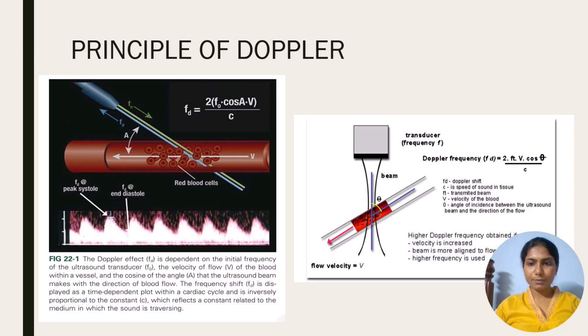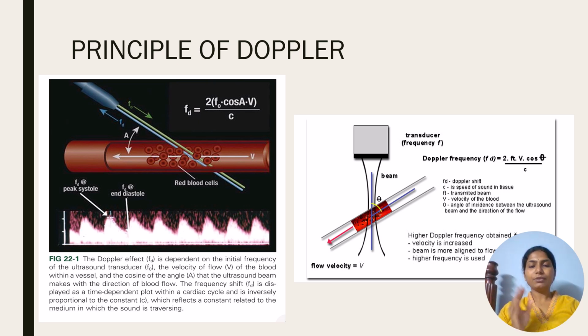So what is this Doppler effect? The Doppler effect is the apparent change in the frequency of either a light wave or a sound wave as the source of the wave is moving towards or away from the observer. The observer might be stationary. If the wave is moving towards the observer or away from the observer, there is some change in the frequency.